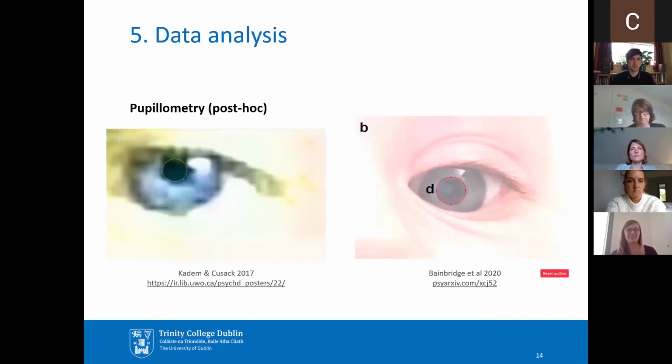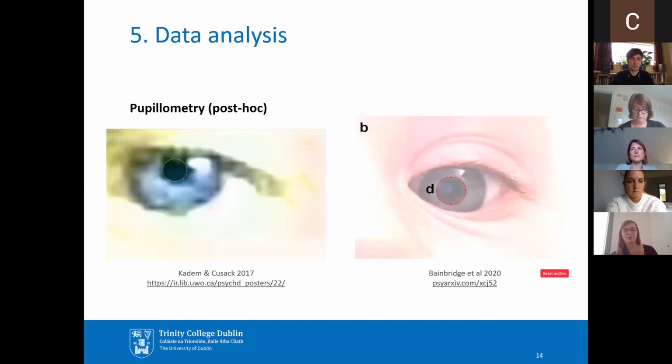In addition to these methods, there's also been some progress on post-hoc pupillometry analyses. This, of course, requires very good data quality. And for example, Kadam and Cusack have previously tried post-hoc pupillometry on online webcam recordings of adults. They found that the most important parameters for success were the bandwidth of the participants, their eye color, the distance to the screen, and whether or not their face was lit by daylight.